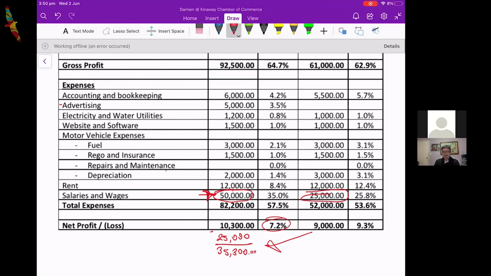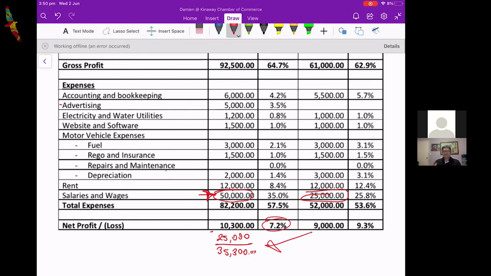And she's taken that money out of the company as a wage, instead of leaving it in there, which would increase her net profit, and therefore she would have to pay tax on that. So instead of paying company tax on $10,300, she would be paying tax on $35,300 at the company tax rate. But then her salary and wage is being taxed at the marginal tax rate.